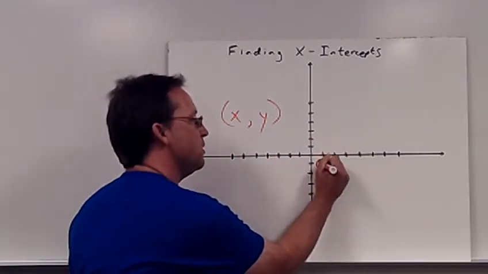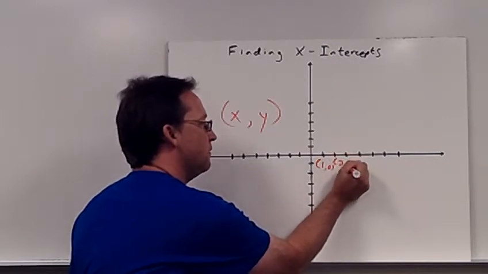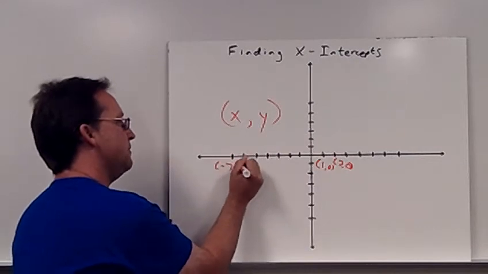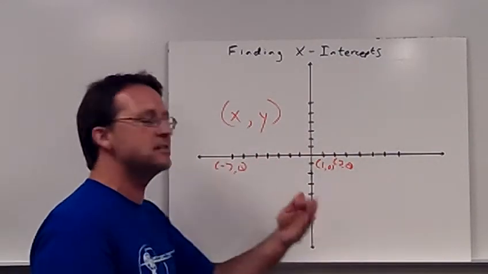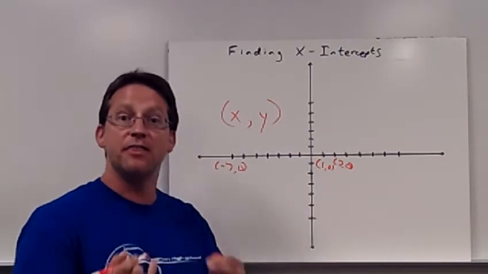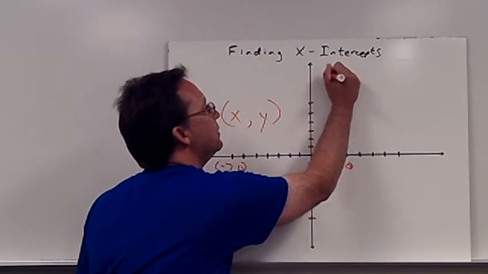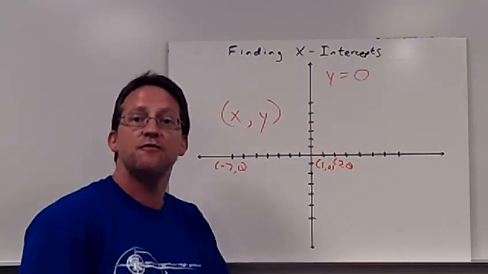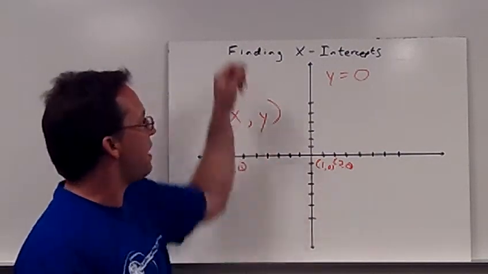If you picked this point, it was (1, 0). If you picked this point, it was (2, 0). If you went way out here, 1, 2, 3, 4, 5, 6, 7, this was (negative 7, 0). It doesn't matter what place you choose on the x-axis, the y-coordinate's always 0. This is a really helpful thing. X-intercepts always happen when y equals 0. That can help us find x-intercepts of an equation using that fact.